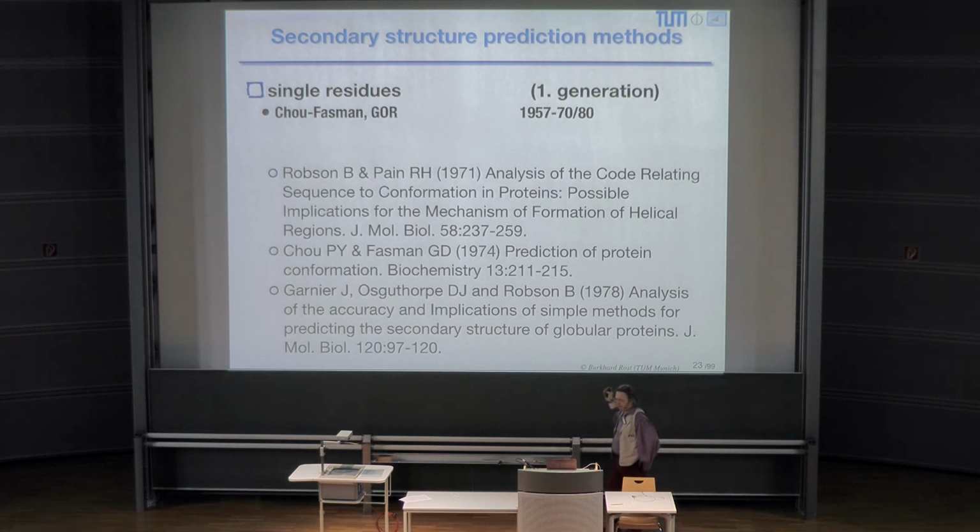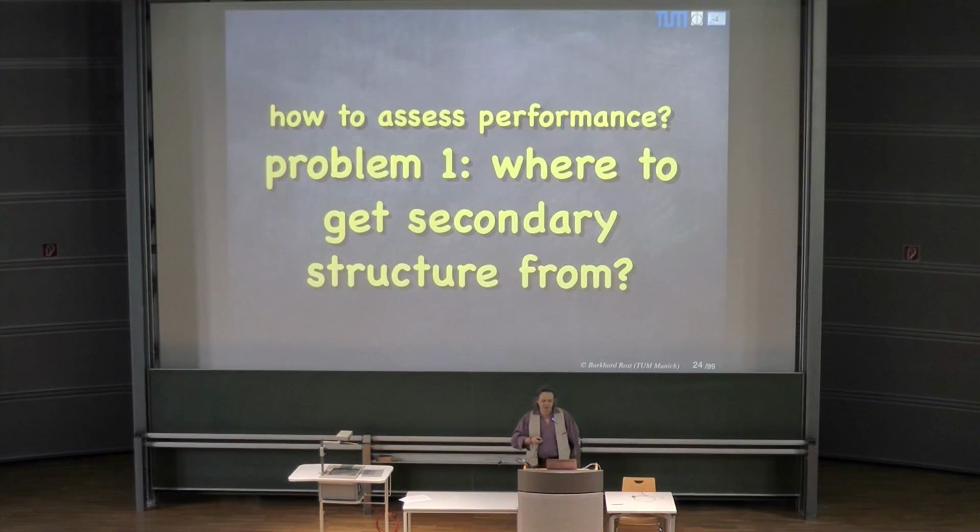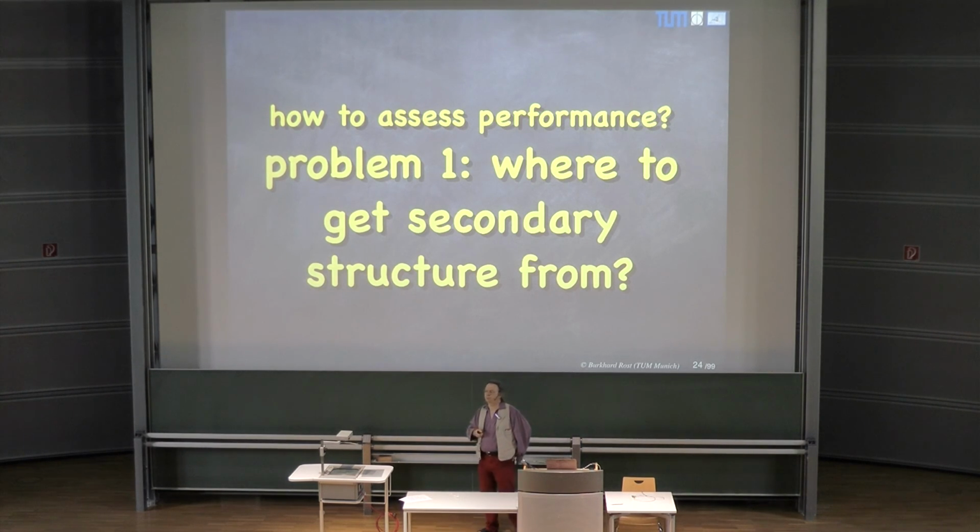Is this idea worked out over a decade? Where do we get secondary structure from? Well, I showed you DSSP. But initially, DSSP, remember, I showed you the time here, 78. You may remember that DSSP was published in 83. So DSSP doesn't exist at this point. Where do you get it from?